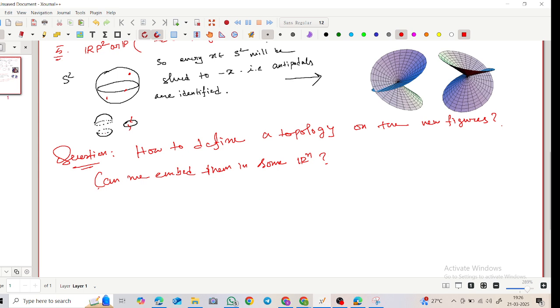So clearly these two will be identified with each other, right? These two will be identified with each other and they will make one, because they will be like this.